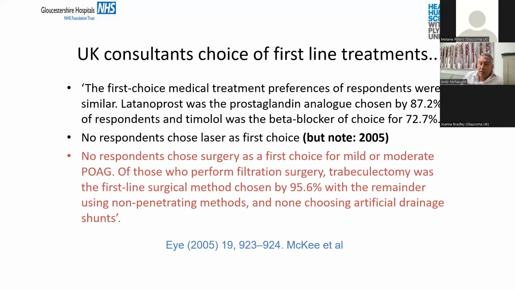No respondents chose laser as the first choice, but since the LiGHT study, which was published 2 years ago, I think laser has become a lot more popular because it's been shown to work, even though, as I say, it doesn't last forever usually. None of the respondents chose surgery as the first choice for mild or moderate glaucoma. Trabeculectomy was the first line treatment, but again, things might have changed with the modern MIGS treatments. But trabeculectomy probably in this country is still the most popular.